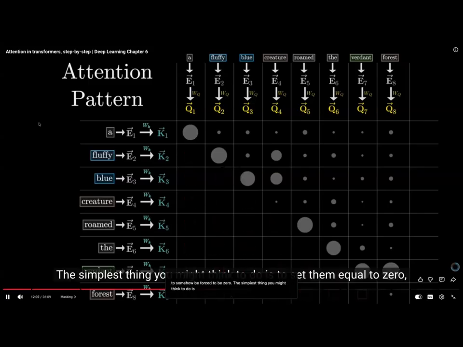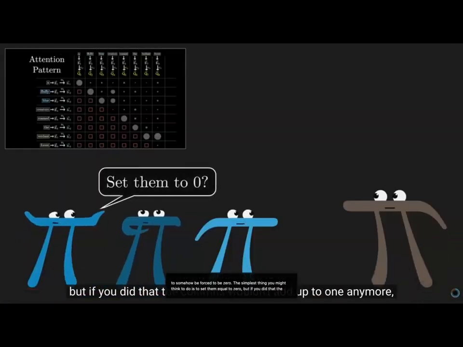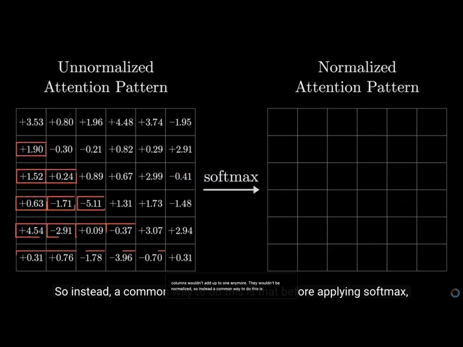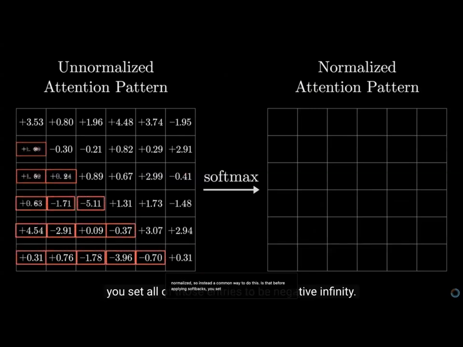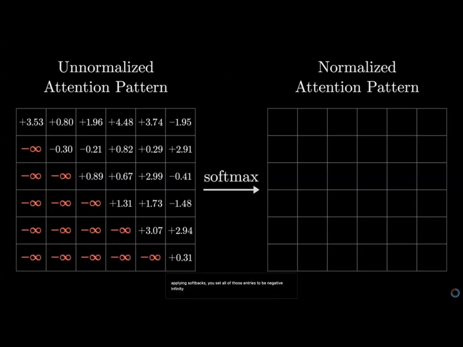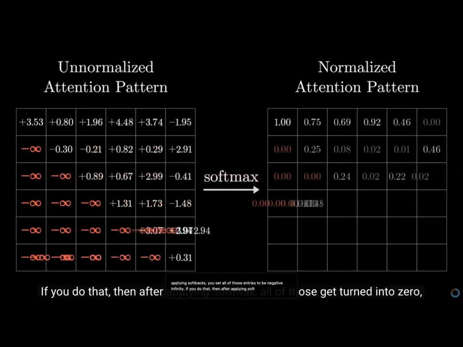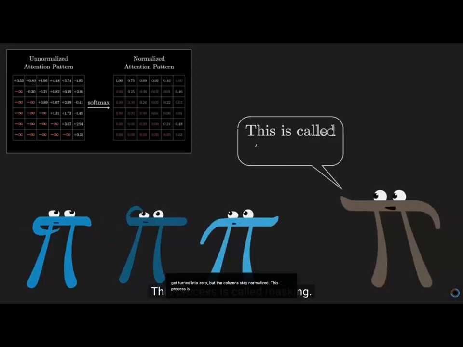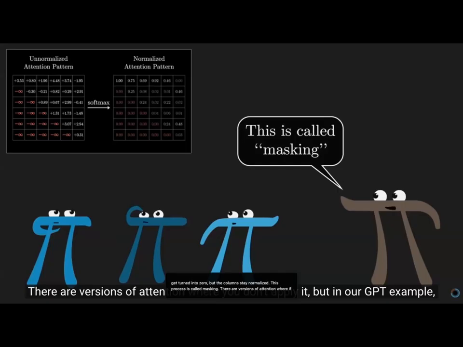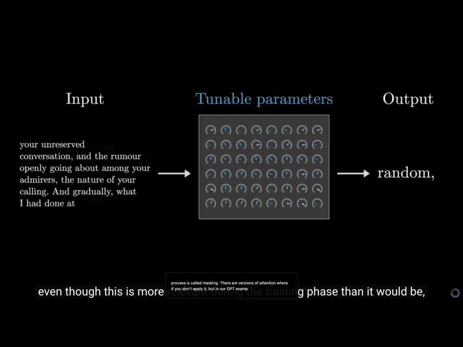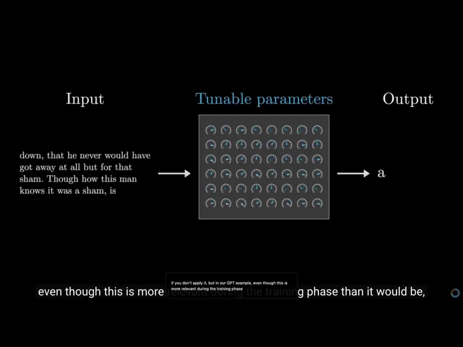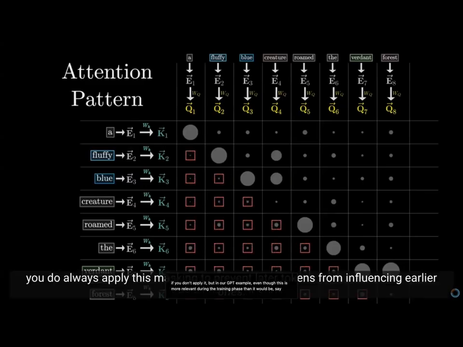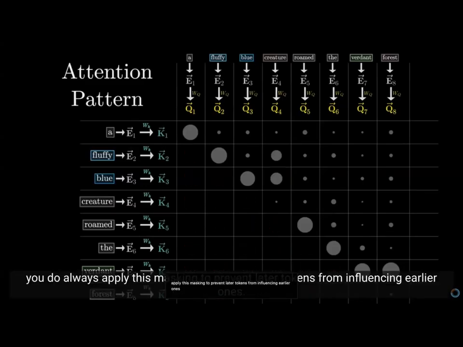The simplest thing you might think to do is to set them equal to 0, but if you did that, the columns wouldn't add up to 1 anymore. They wouldn't be normalized. So instead, a common way to do this is that before applying softmax, you set all of those entries to be negative infinity. If you do that, then after applying softmax, all of those get turned into 0, but the columns stay normalized. This process is called masking. There are versions of attention where you don't apply it, but in our GPT example, even though this is more relevant during the training phase than it would be, say, running it as a chatbot or something like that, you do always apply this masking to prevent later tokens from influencing earlier ones.